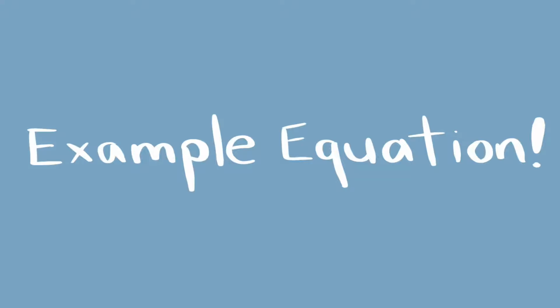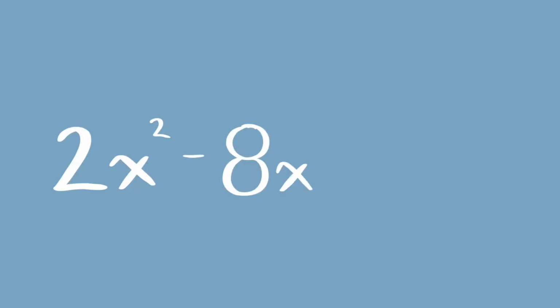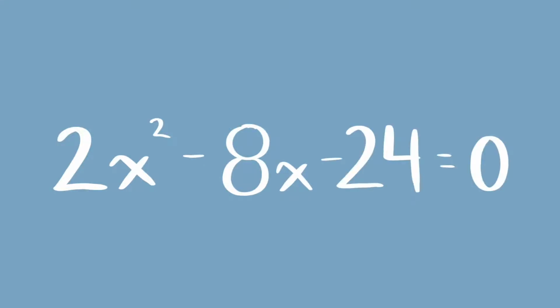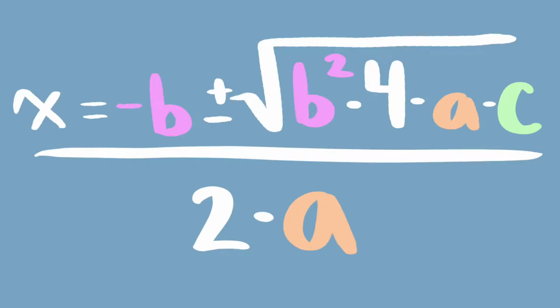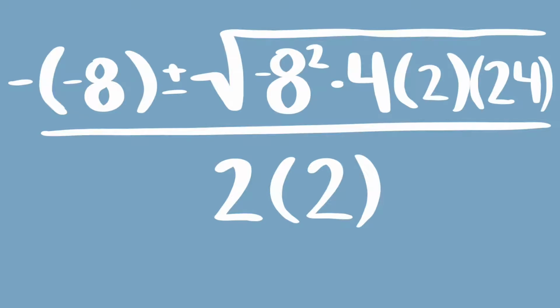Let's show you how to use this method with an example equation. The equation we will be using will be 2 times x squared minus 8 times x minus 24 equals 0. To solve using the quadratic formula, we assign each term a variable. The first term will be a, the second term will be b, and the third term will be c. Before we plug the terms in, here's what the quadratic formula looks like. Now, plug all your terms into this formula.